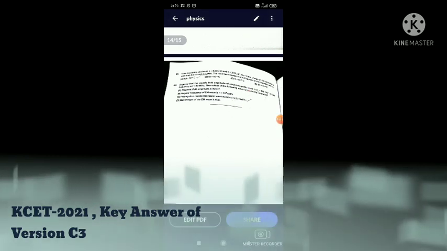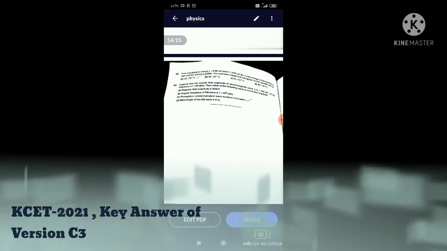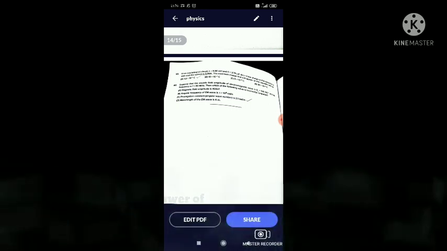So that was the KSET Physics C3 version. I want to confirm and declare that these are the unofficial answers. So we shall wait for the government key answers.